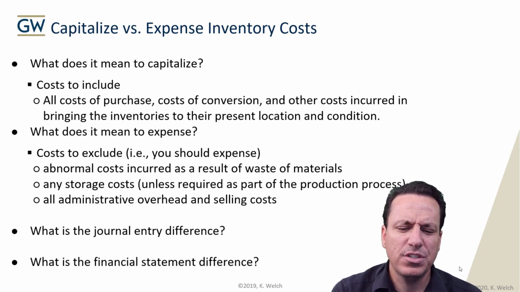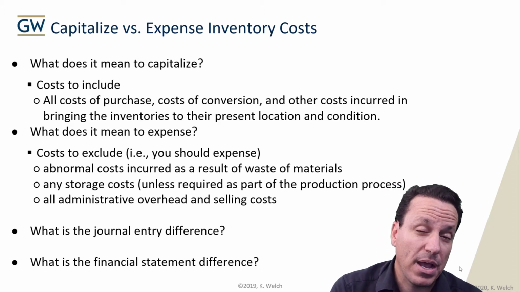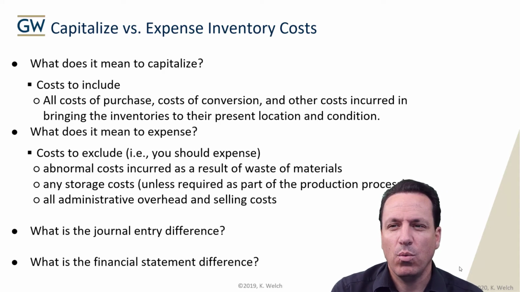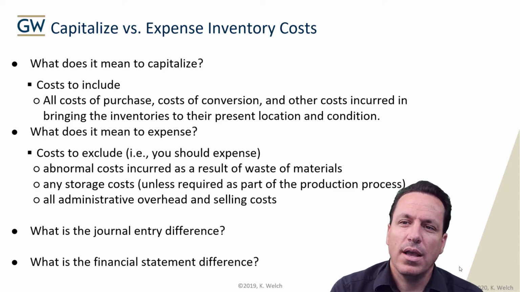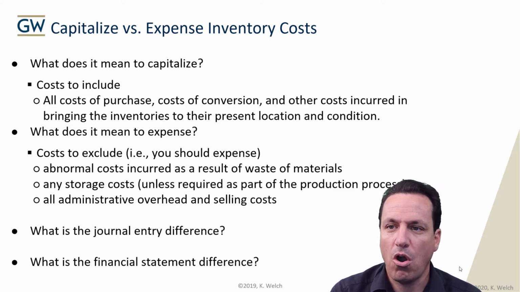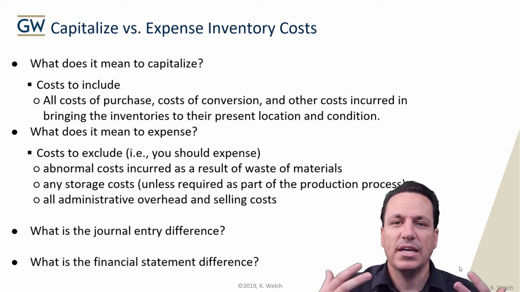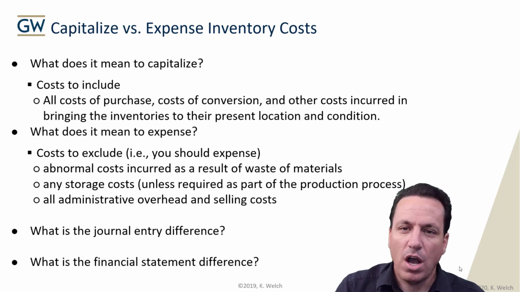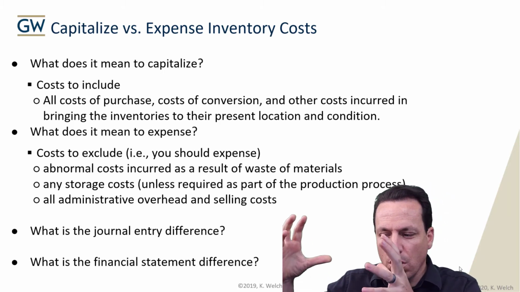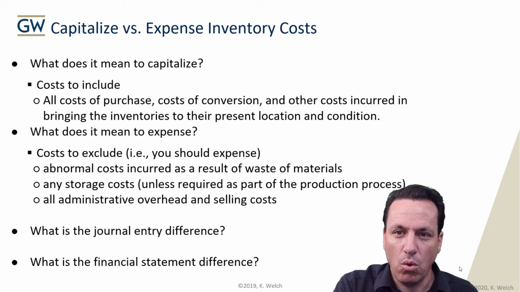To expense it, certain expenses we have related to inventory do not get capitalized. By rules, they don't get capitalized. And we'll talk about the general idea. The costs that should be included when we capitalize are all costs of purchase, costs of conversion, that means the cost of converting the raw materials into the finished good, and other costs incurred bringing the inventories to their present location and condition.